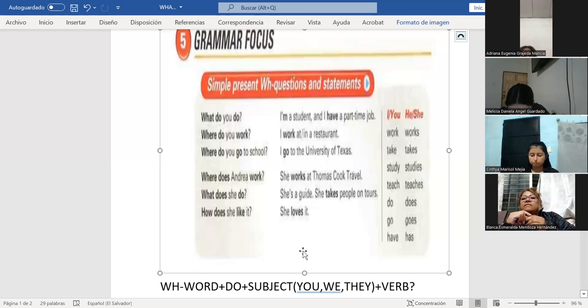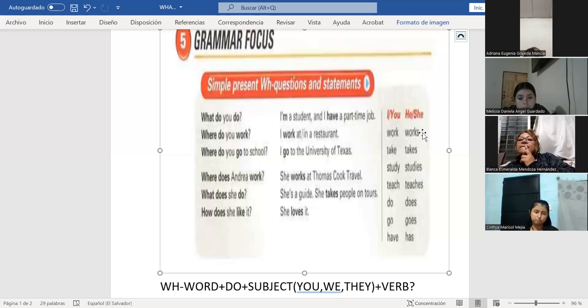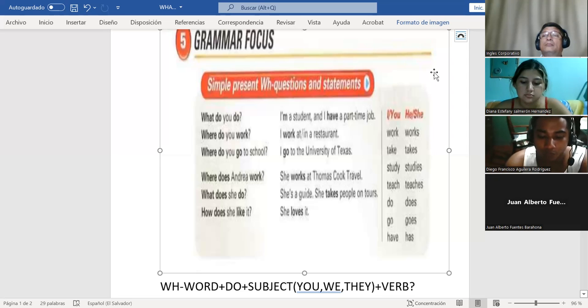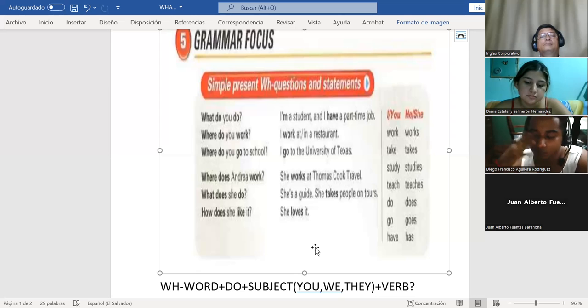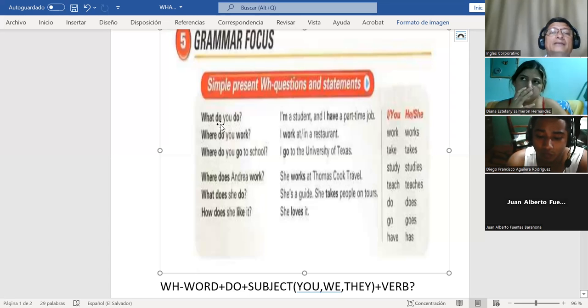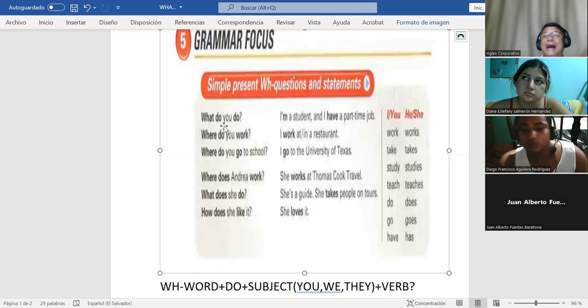Teacher. Hello. Entonces sería solo para she, he y it que el verbo cambie, ¿verdad? Correcto. En you, they, we, no. No, no. ¿Y en qué momento podemos saber, por ejemplo, cuando lleva el auxiliar y respondemos, que ahí va a cambiar el verbo? Okay. So let's check the first question. You say, what do you do? I'm a student, I have a part-time job, el verbo no va a cambiar, pero yo digo, what do they do?